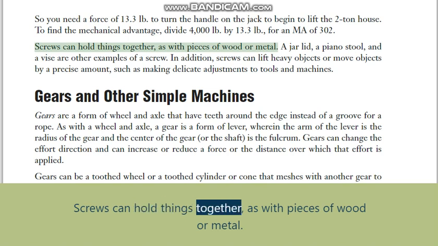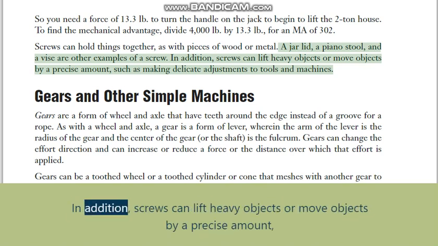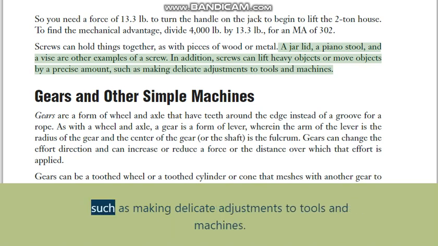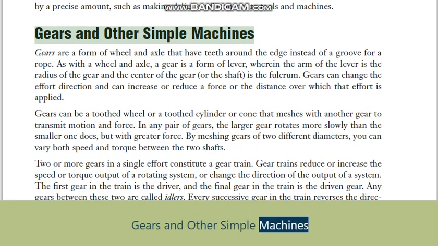Screws can hold things together, as with pieces of wood or metal. A jar lid, a piano stool, and a vise are other examples of a screw. In addition, screws can lift heavy objects or move objects by a precise amount, such as making delicate adjustments to tools and machines. Gears and other simple machines.